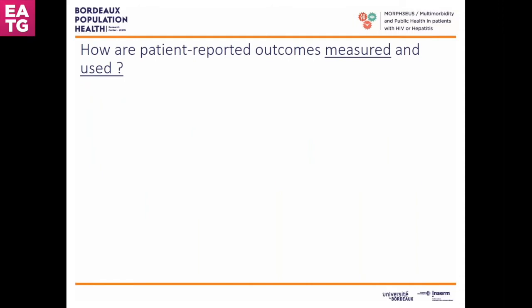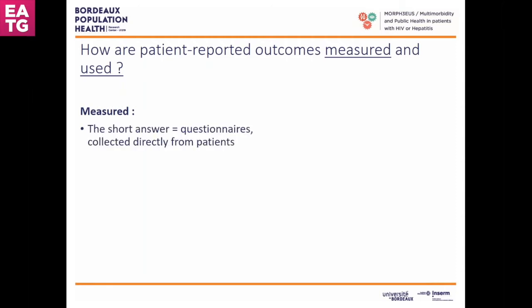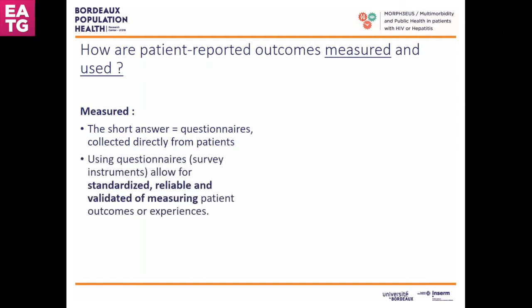Now, in terms of how patient-reported outcomes are measured and used, the quick answer is that patient-reported outcomes are measured using questionnaires collected directly from patients. And the reason why using these questionnaires or survey instruments is important is that they allow for the standardization and reliable and validated measuring of patient outcomes or experience measures.